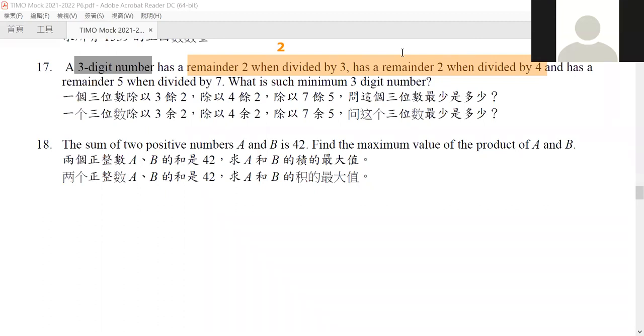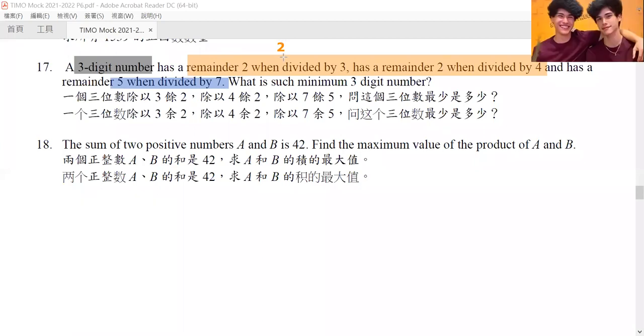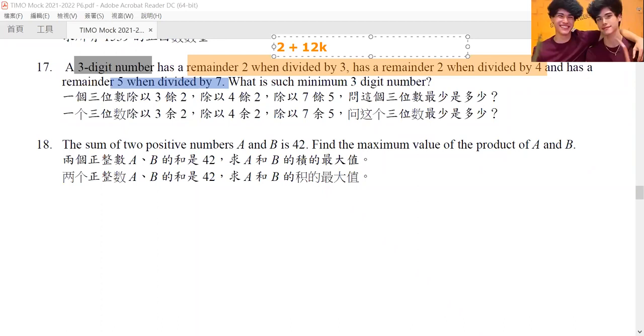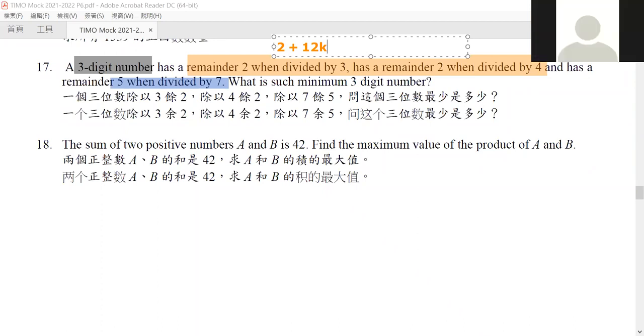Now we have yet to consider our last condition, right? But not just 2, what are all the other numbers? After this, it will be 2 plus a multiple of 12. If we add a multiple of 12, it will still have a remainder of 2. So it can be either 2, 14, 26, 38, and so on and so forth.